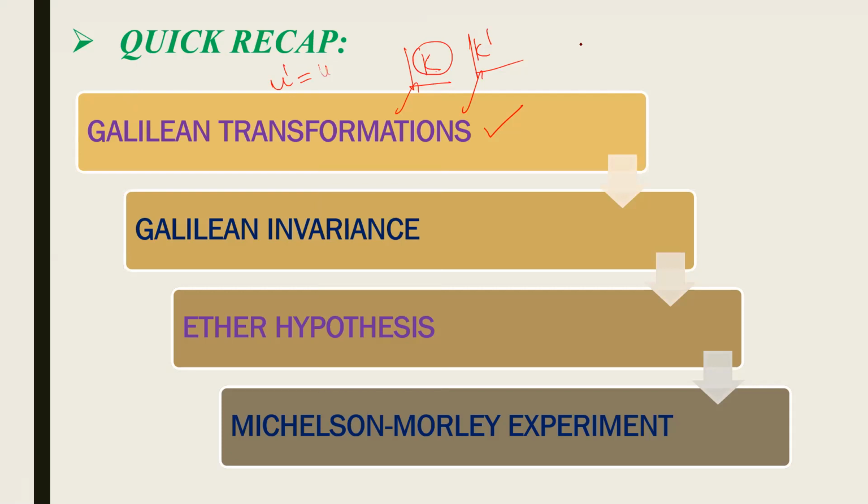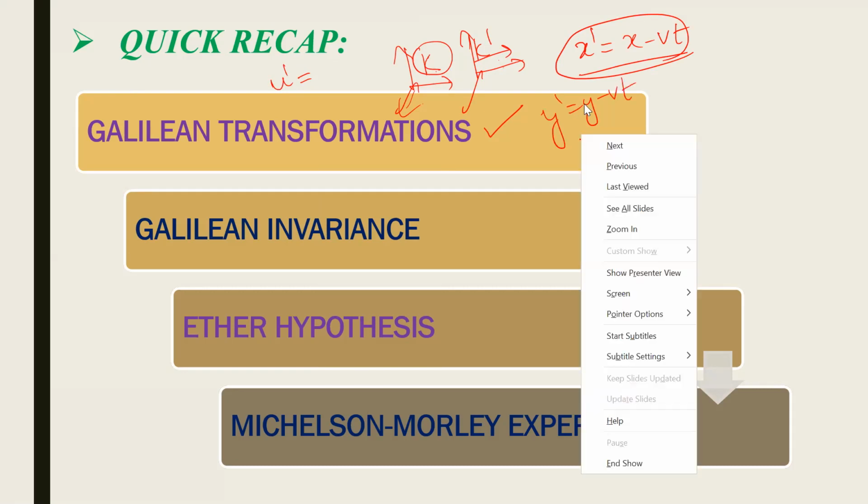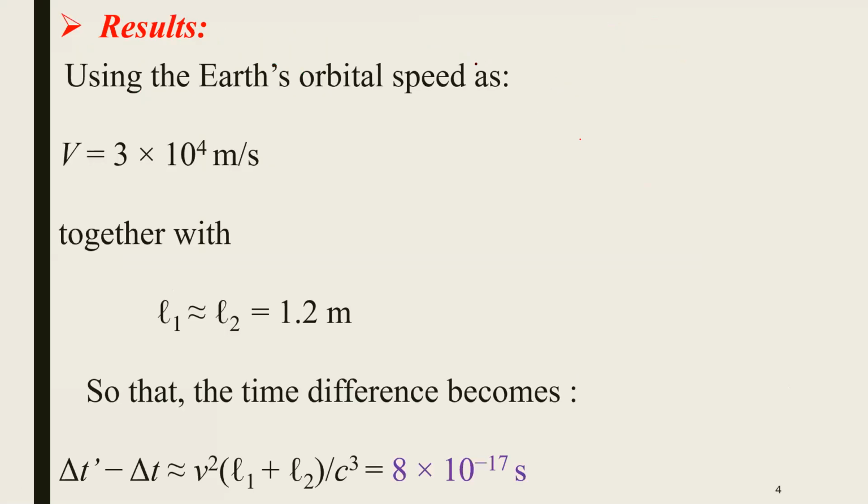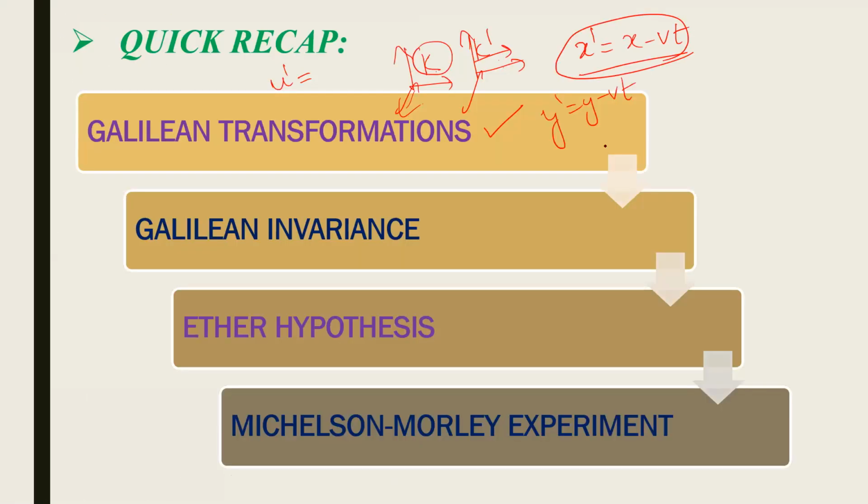Or else, if x dash is the position in the second frame, x dash equals x minus vt. V is the velocity with which the second frame is moving with respect to the first frame. Similarly, y dash equals y minus vt. And when we consider a case which is exactly parallel to our x direction, then y dash will be y, z dash will be z, and t dash will be t.